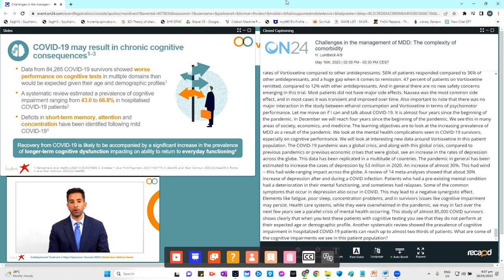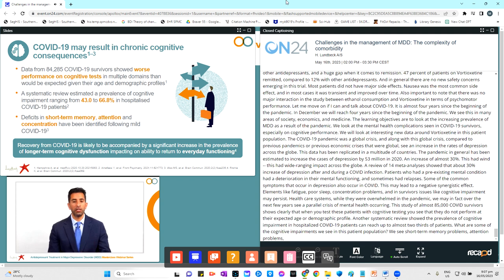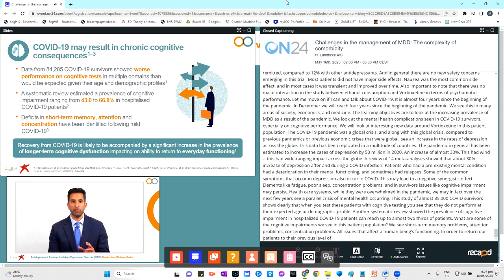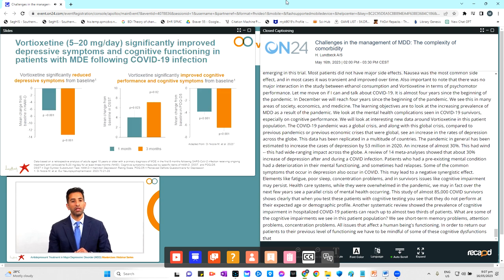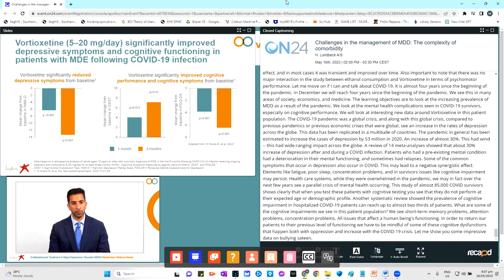Well, we see short-term memory problems, attention problems, concentration problems, all issues that affect a human being's functioning, especially in the 21st century. So in order to return our patients to their previous level of functioning, we have to be mindful of some of these cognitive dysfunctions that happen, both with depression and increased with the COVID-19 crisis. Let me show you some impressive data on vortioxetine in this patient population.